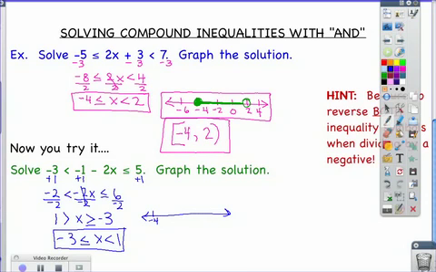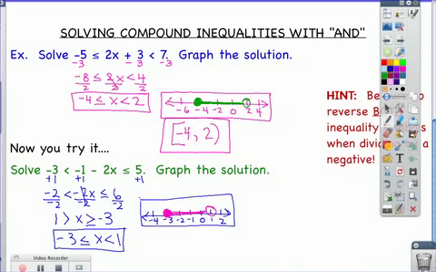Now let's practice solving compound inequalities with OR. Solve 6x minus 5 is less than 7, or 8x plus 1 is greater than 25. Graph the solution, and write your answer in interval notation. So again, for the OR, this looks like 2 separate inequalities, but it is one compound inequality separated by the word OR.